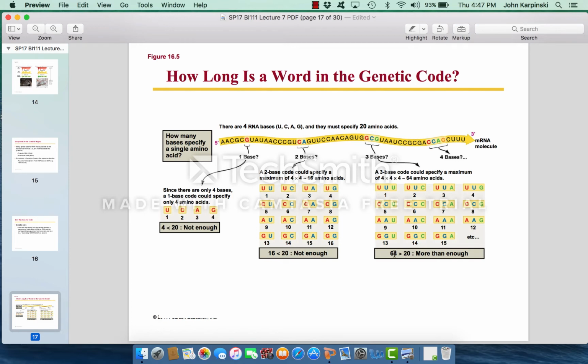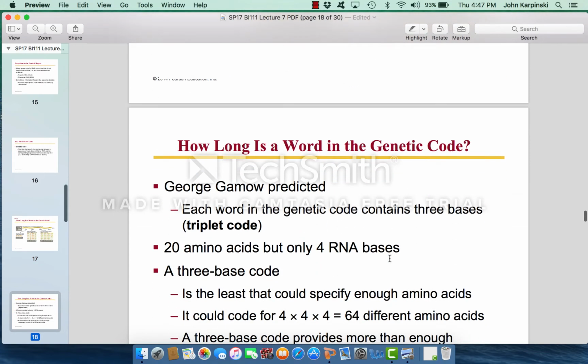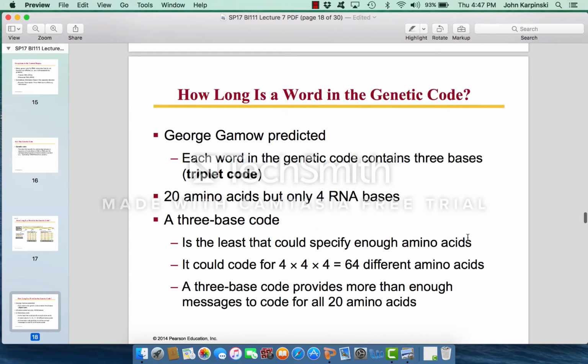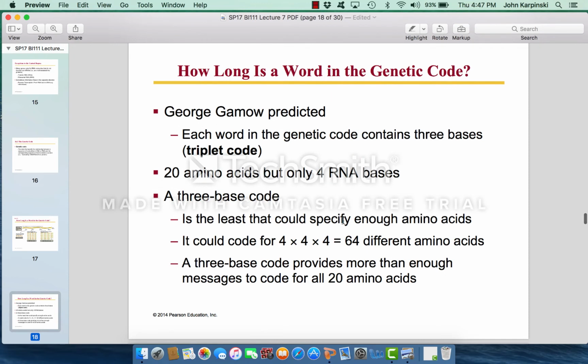Okay, doesn't it seem a little bit kind of overkill? Don't we have too many combinations? Well, let's see how that dilemma was resolved. So again, George Gamow, he predicted that the genetic code is based off of triplets, okay? And we have 64 different possibilities for 20 amino acids.